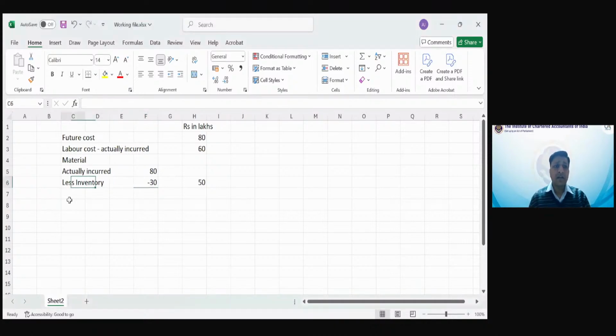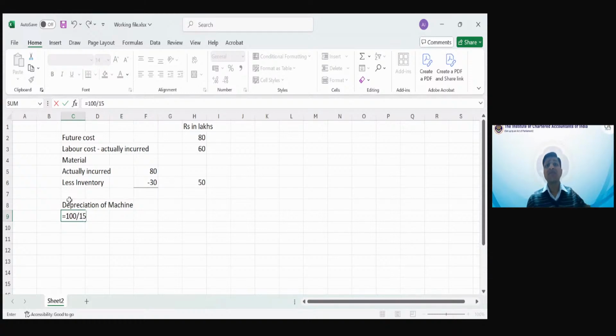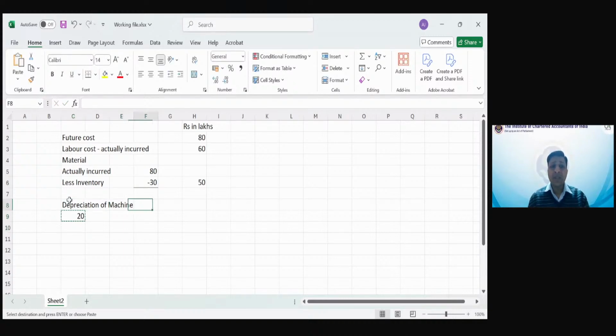Then I think the machine was depreciated. So depreciation of machine. Now the life of the machine was 15 years, so we'll say 100 divided by 15. This will give you the per annum depreciation for every year. Multiply with 3. Why multiply with 3? Because the machine is going to be used for the contract for 3 years. So depreciation for 3 years you will consider.